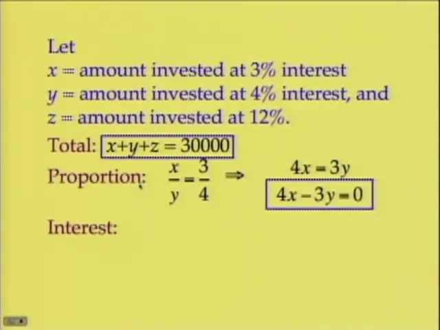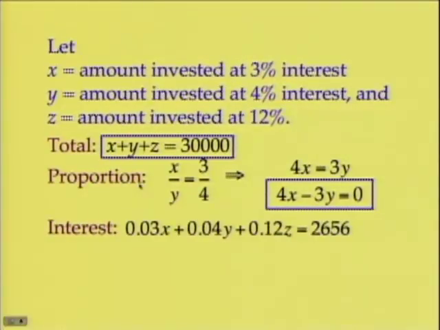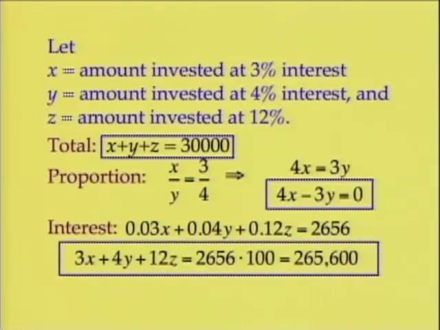And then I have some information about the interest. 3% of the first amount plus 4% of the second amount plus 12% of the third amount. I know that that adds up to $2,656. So there is my last equation, and I went through and just multiplied everything by 100 to clear it of those decimals, clear it of the fractions. And so I do end up with some large numbers here, but they're workable. We're okay. Okay?